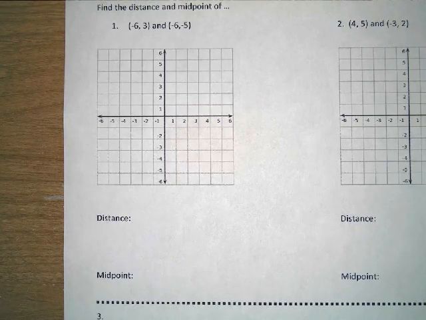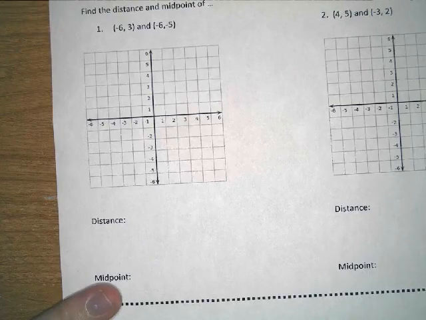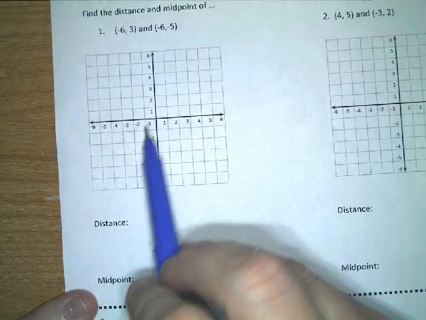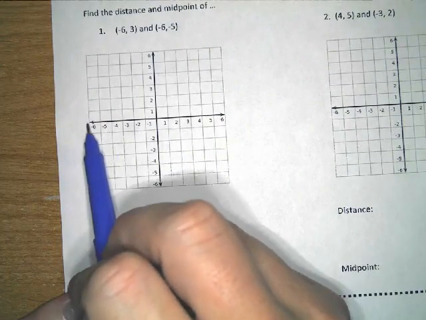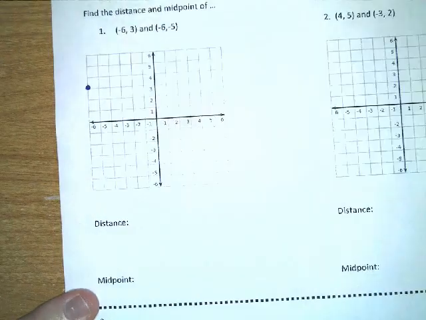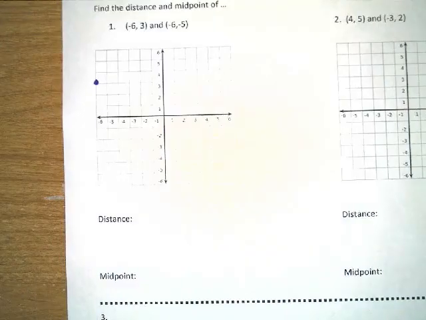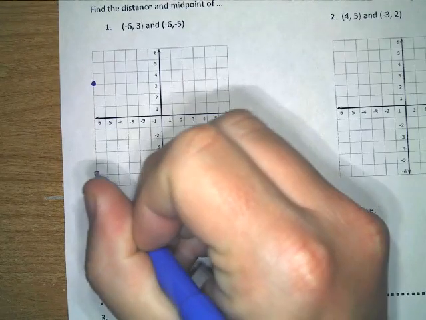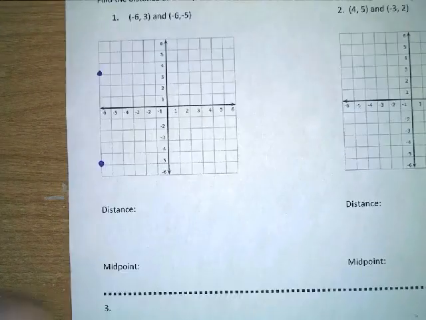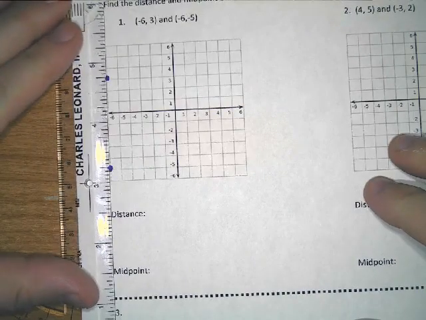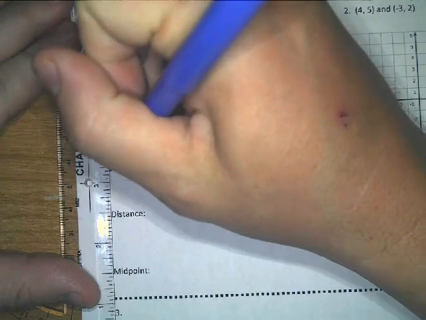So we have the points -6, 3 and -6, -5. So let's go ahead and take the time and plot those points. So -6, 3. Here's 0, 0, go up to -6 and up to 3. So there's that point. And -6, -5, -6, and then go down -5. Let's go ahead and make this line.